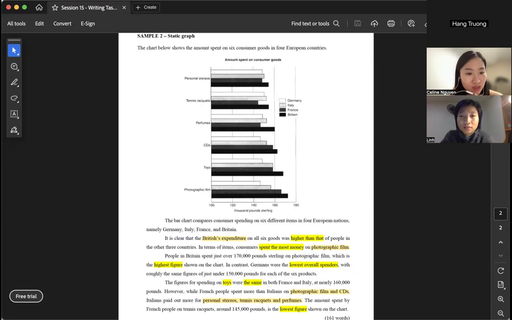Okay. What do you think about the structure of the static? Static means staying still. Good. Because they don't have any time period, they call it a static graph. Okay. What do you think?